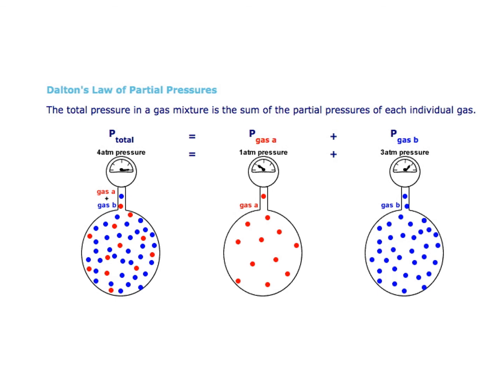Dalton's law quite simply states that the total pressure in a gas mixture is the sum of the partial pressures of each individual gas. This means that our atmospheric pressure is the sum of all the gases that are inside of it.